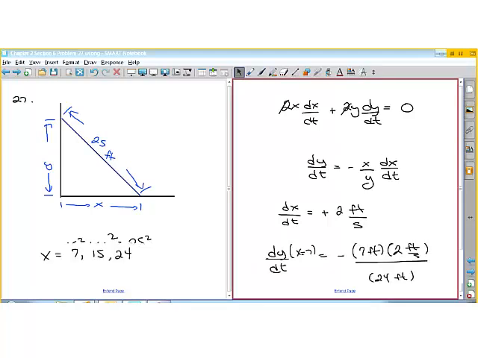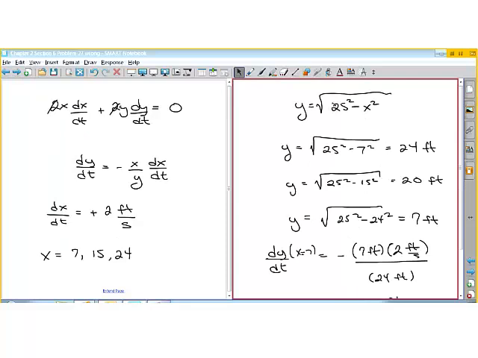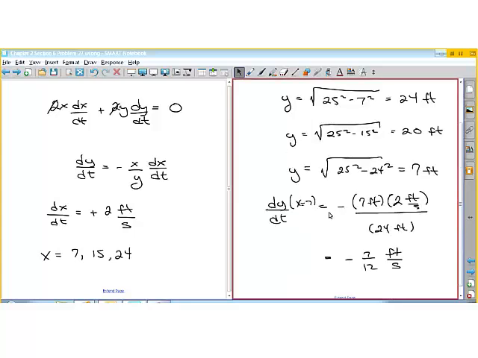So just using the Pythagorean theorem, we find that y is the square root of 25 squared minus x squared. Then you plug the three values of x in, and they give you the three corresponding values of y. Once you have dx/dt, x, and the corresponding y values, you can plug them into this equation to find how fast the ladder is moving down. And it is moving down because it's negative.